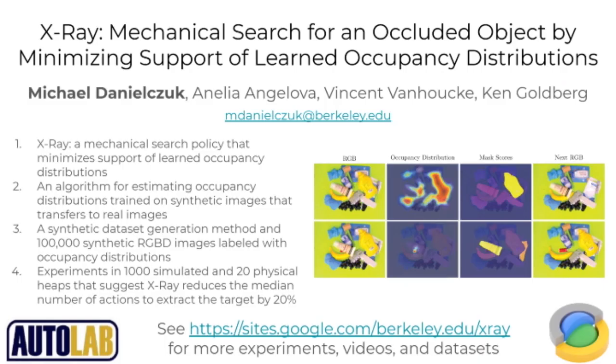In summary, we contribute X-ray, a mechanical search policy that maximally reduces learned occupancy distribution support at each time step, and a dataset and dataset generation method to learn the occupancy distributions. We show in both simulated and physical experiments that this method can outperform previous baselines, increasing efficiency and success rate in the mechanical search task.